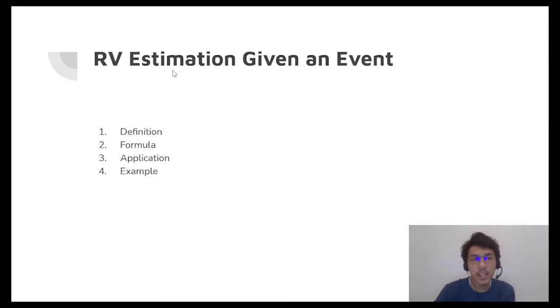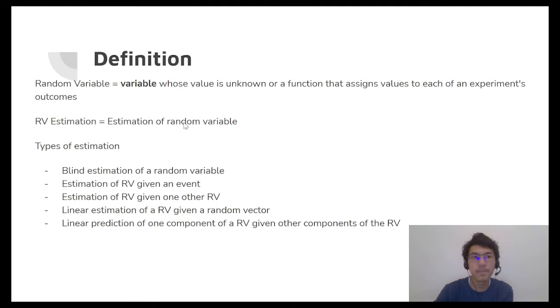Random variable estimation given an event. This presentation of ours consists of 4 parts: definition, formula, application, and example. I'm only going to be explaining about the definition part. Definition. What is a random variable? It is a variable whose value is unknown, or a function that assigns values to each of an experiment's outcomes. Random variable estimation is the estimation of said random variable.